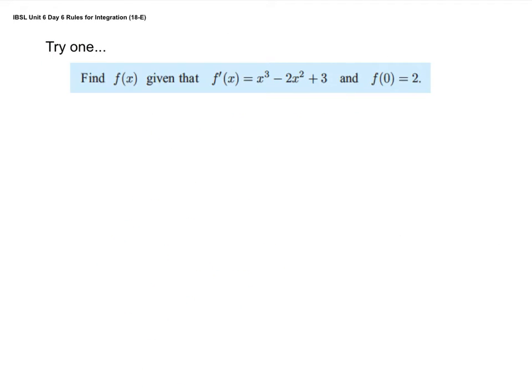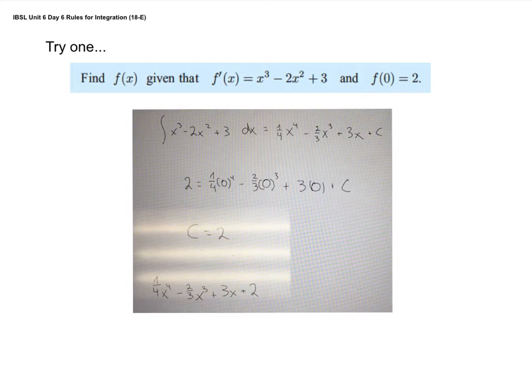Alright, so take a minute here and try this one by yourself. And then we're going to do one that really gets fun. It does, trust me.